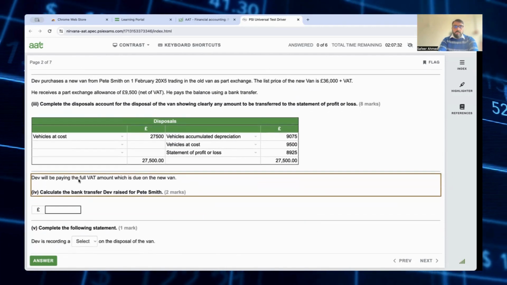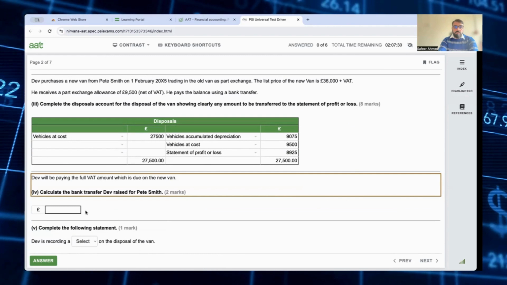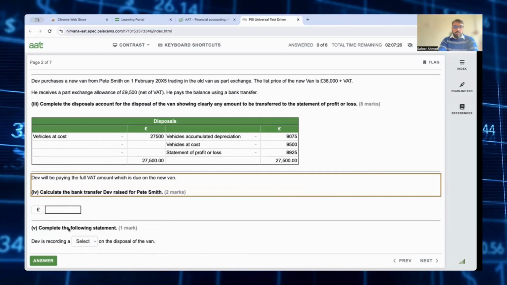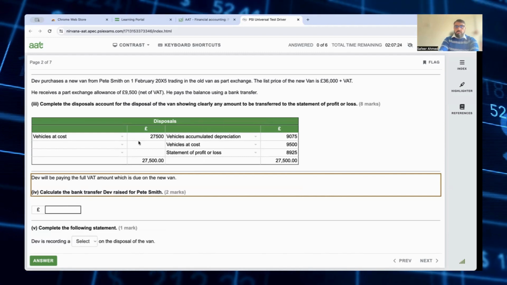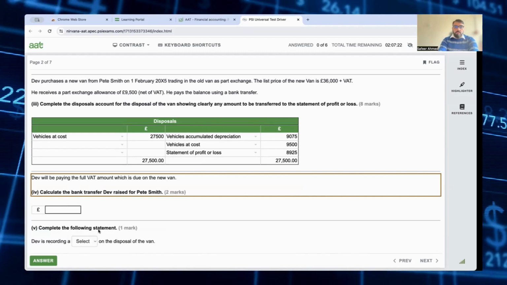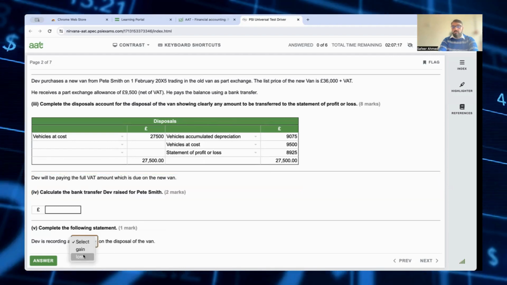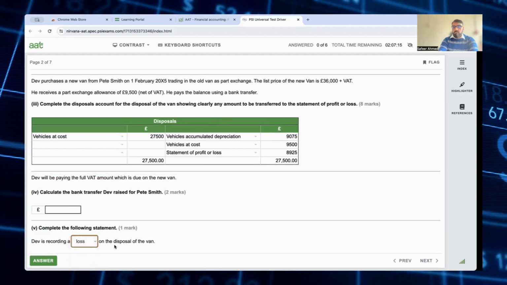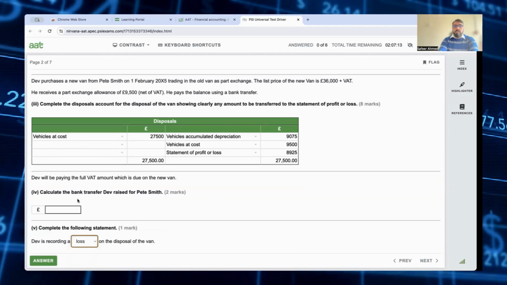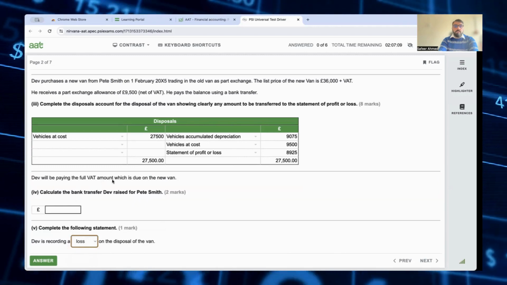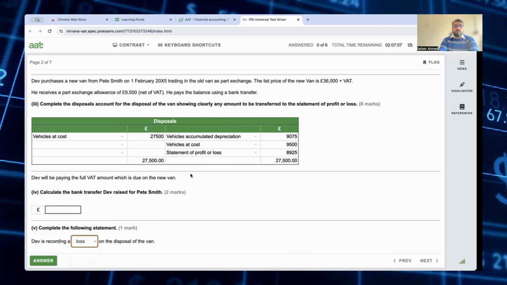So this will be a loss, which is over next part basically. So Dave will be paying the full VAT amount, not this part, but it will be the one after that. Actually, if we can attempt that first, because that's relevant to disposal. So complete the following statement. Dave is recording, so they're giving you gain or loss. So of course, we already determined that it's a loss on the disposal of van. In this case here, Dave will be paying the full VAT amount which is due on the new van.